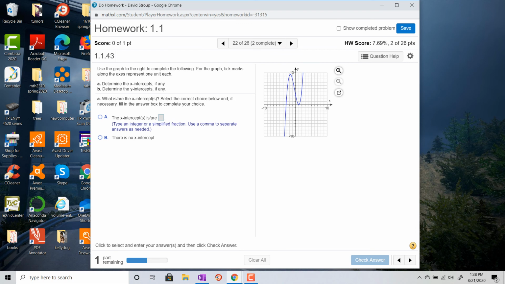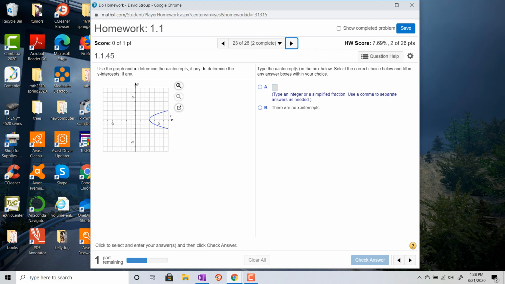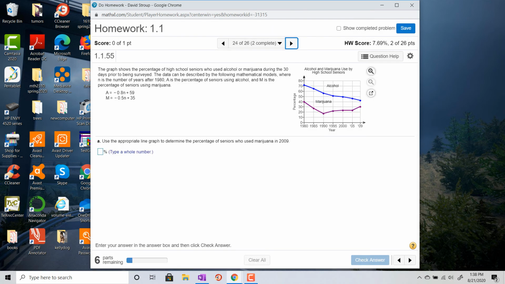Excellent. Oh, what's this thing? It's just finding intercepts again. And what's this guy? Intercepts. Here's a story problem. Let's try this. The graph shows percentage of high school seniors who used alcohol and marijuana during the 30 days prior to being surveyed. The data can be described with the following mathematical models, where n is the number of years after 1980, a is the percentage of seniors using alcohol, m is the percentage of seniors using marijuana. Use the appropriate line graph to determine the percent of seniors using marijuana in 2009.